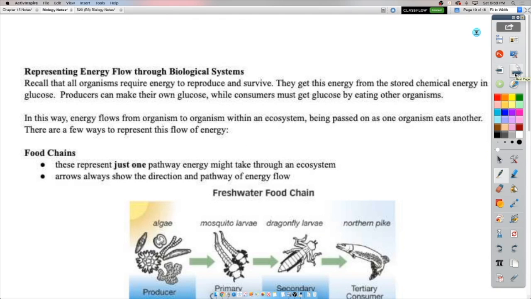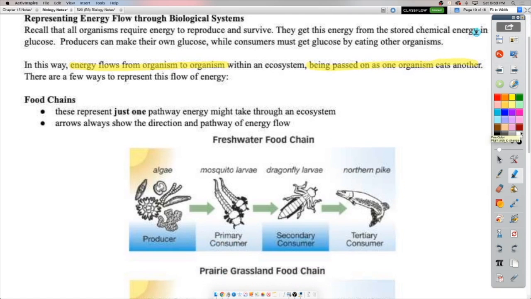So a useful thing is to be able to represent this flow of energy in the ecosystem, okay? Remember, every living thing needs energy to survive and to reproduce. Producers can make their own glucose. Consumers can only get it by eating other organisms. In this way, the energy flows from organism to organism within an ecosystem, and it's just passed on as one organism eats another, right? You eat it, you get its chemical energy.